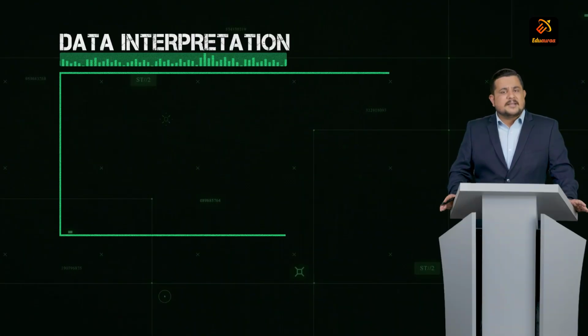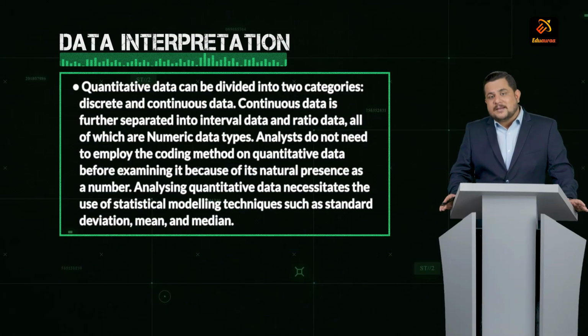Just the reverse of that, qualitative. Quantitative data can be divided into two categories: discrete and continuous data. So if we talk about continuous data, it is further separated into interval data and ratio data, all of which are numeric data types.